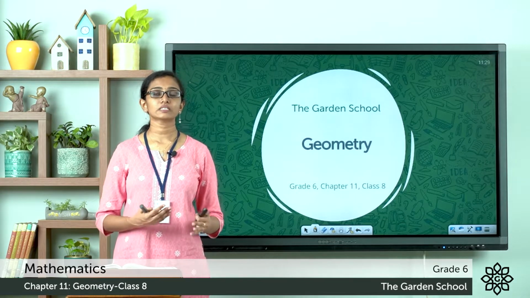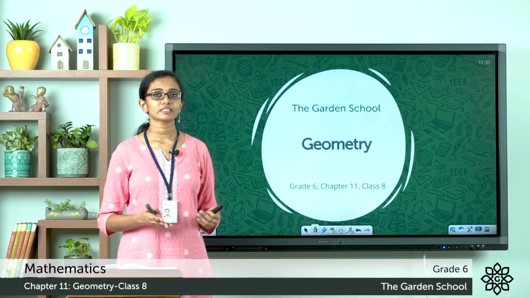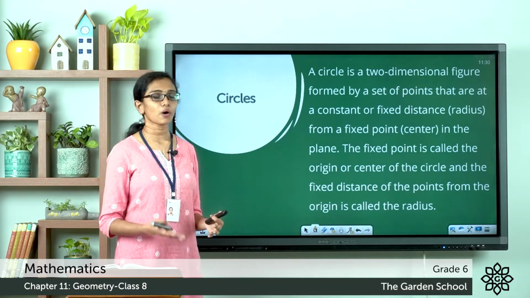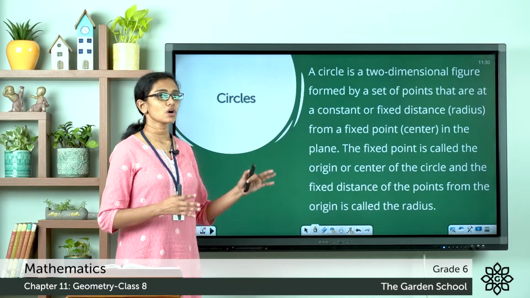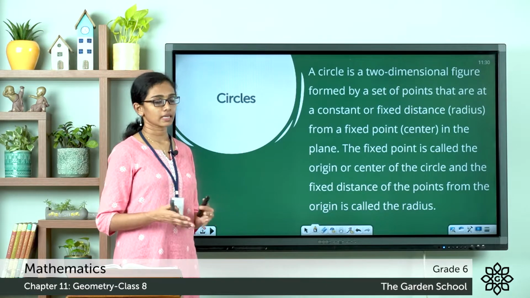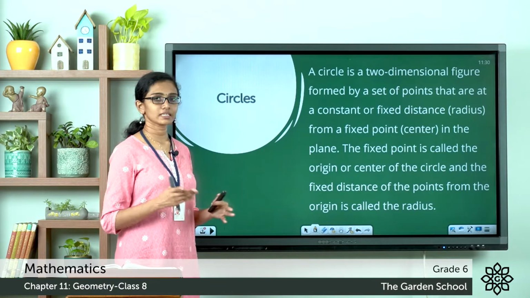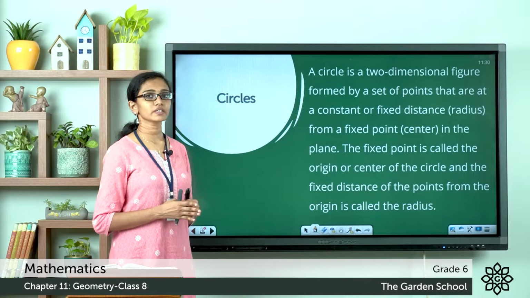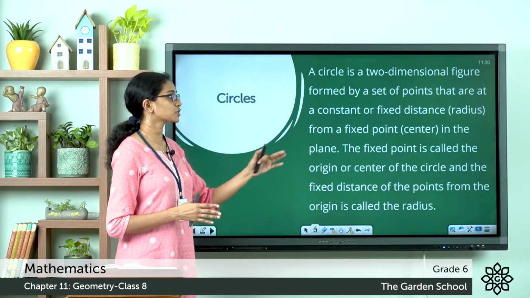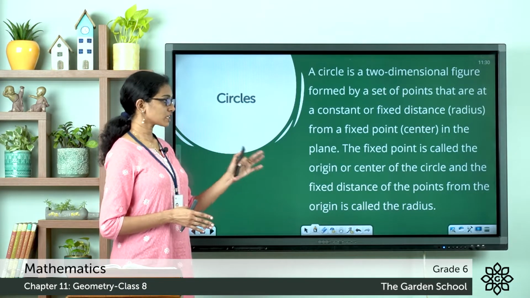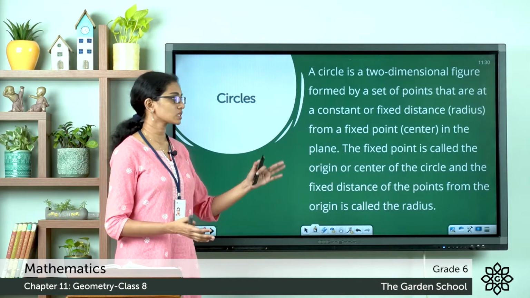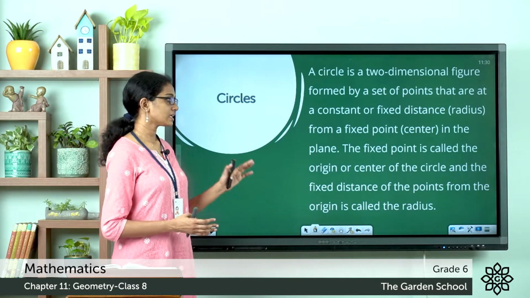Now how do you define a circle in mathematical terms? Let's see. A circle is a two-dimensional figure formed by a set of points that are at a constant or fixed distance, which will be the radius, from a fixed point, which is the center, in the plane. The fixed point is called the origin or the center of the circle, and the fixed distance of the points from the origin is called the radius.